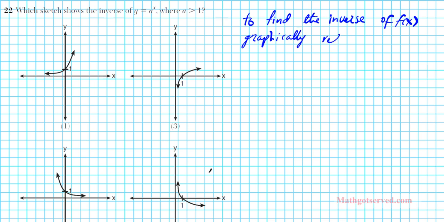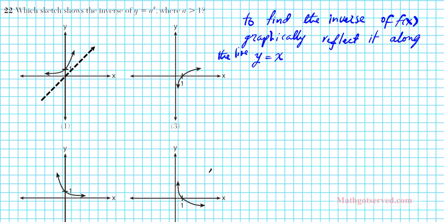you reflect it along y equals x, okay? Along the line y equals x. So just reflect it along this line and then you get the inverse, all right? Okay, so first thing we have to do is identify this line y equals a to the x and then see which one is an accurate reflection along the line y equals x. What does the line y equals x look like?